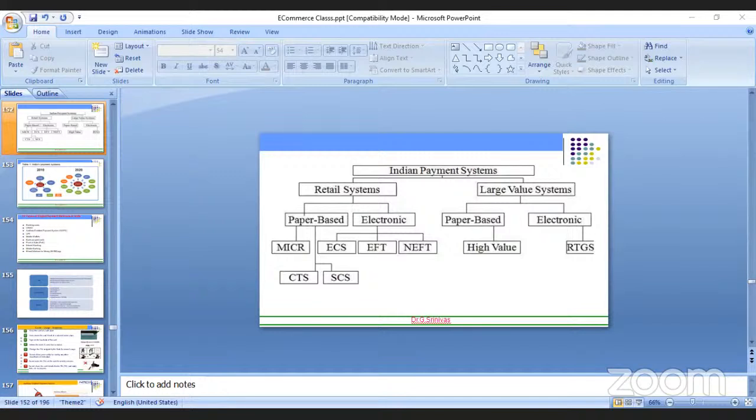Now we have to discuss CTS. Here we have different terms now that we need to discuss. Now, CTS. What do you mean by CTS? The full form of CTS is Cheque Truncation System, or we can say image based clearing system.